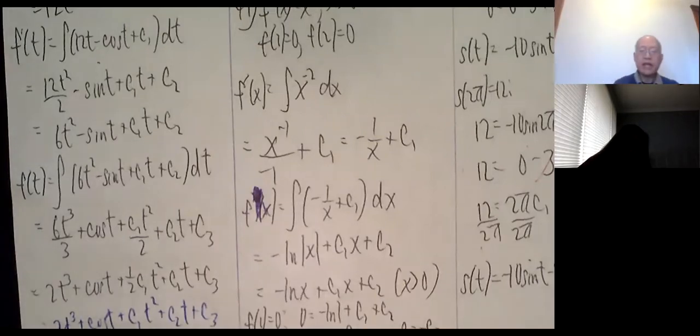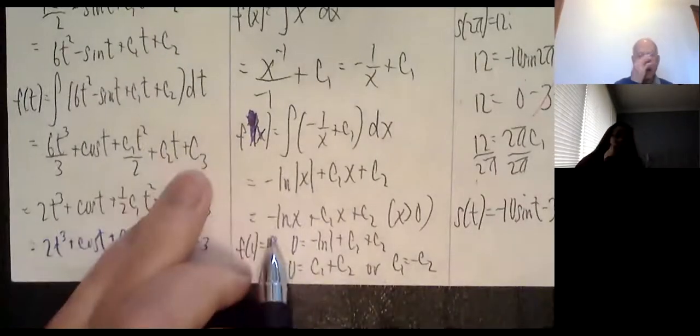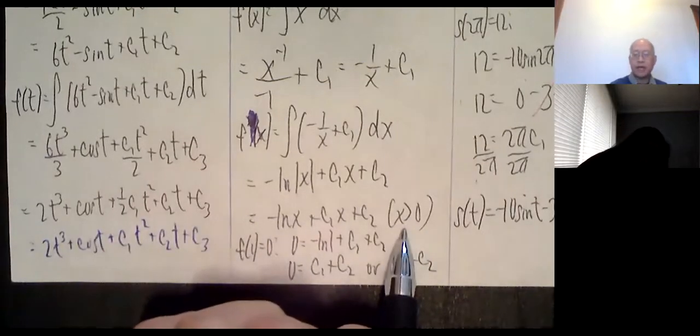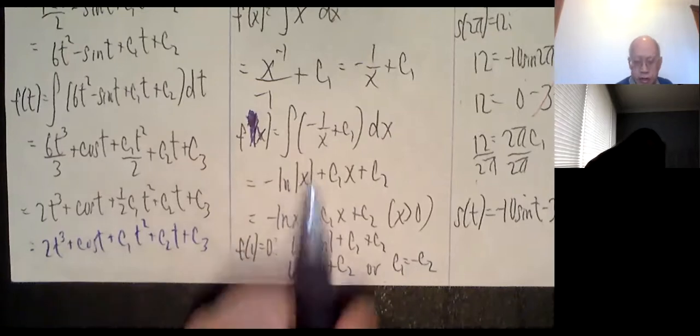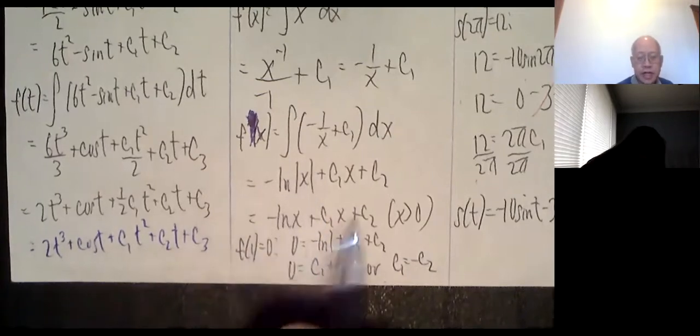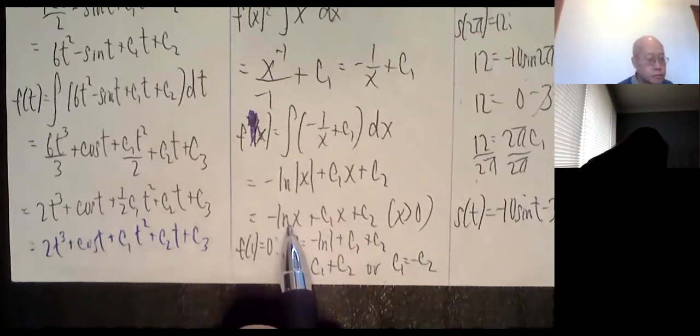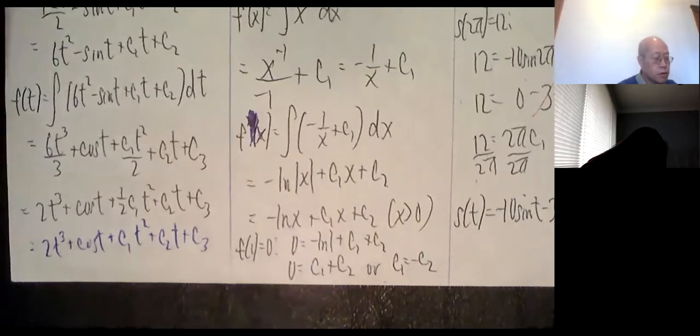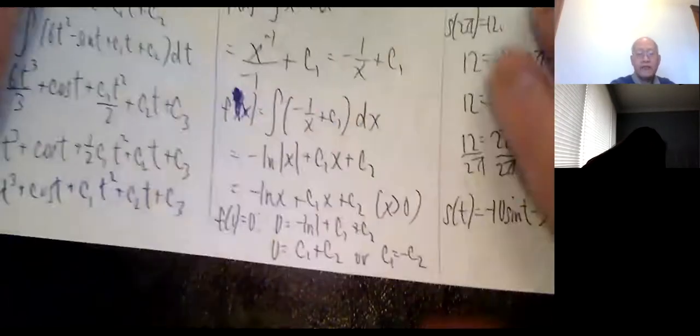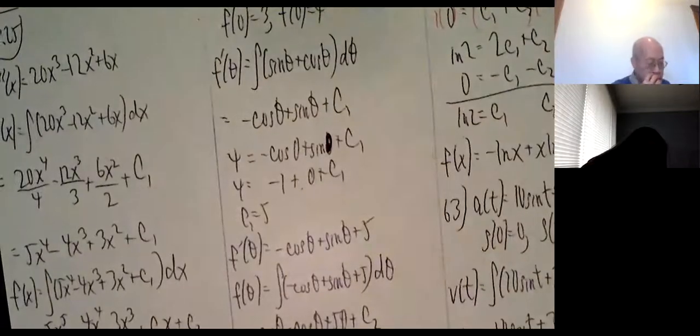Now this is where the next level, I'm going to write it like this, because they said at the beginning x is greater than 0. Okay, so if x is greater than 0, I can drop the bars. It's just that. Okay, now I'm at the f level. I have to use this information.